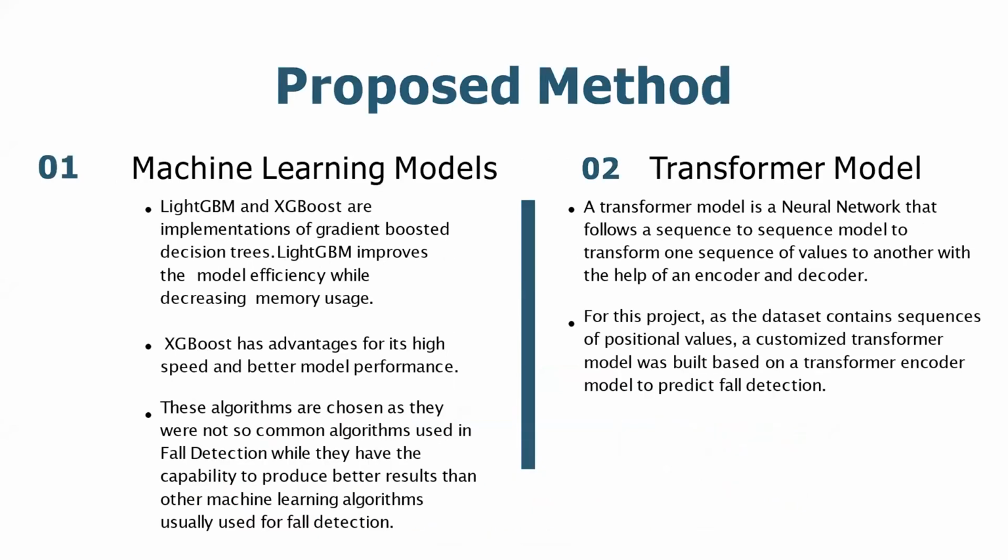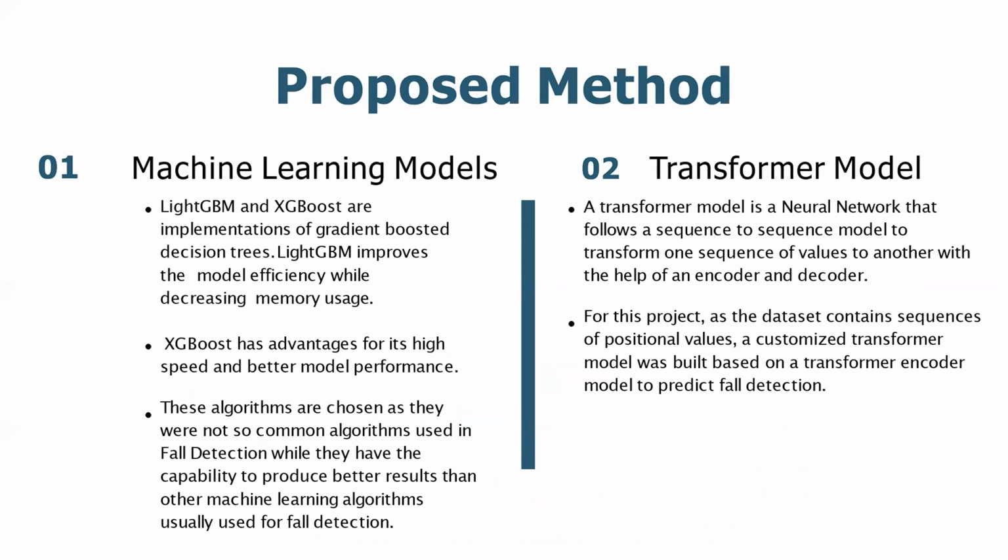Proposed method. Firstly, machine learning models. LightGBM and XGBoost are implementations of gradient boosted decision trees. LightGBM improves the model efficiency while decreasing memory usage. XGBoost has advantages of high speed and better model performance. These algorithms are chosen as they are not so common in fall detection, while they have the capability to produce better results than other machine learning algorithms usually used for fall detection.